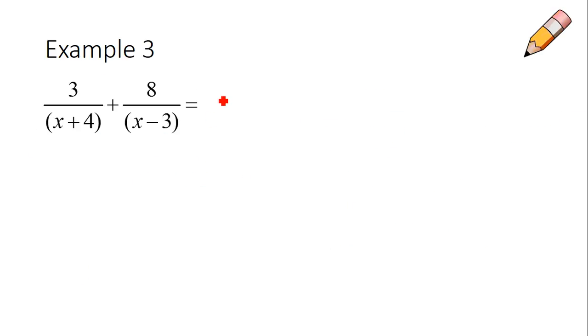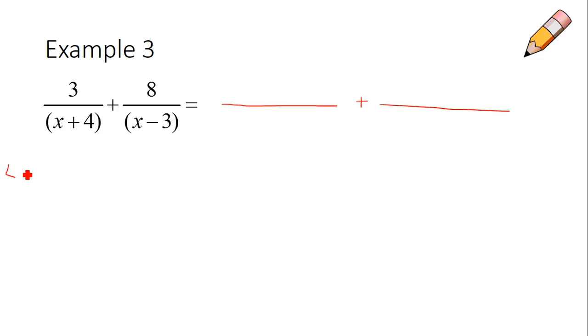Let's take a look at the third example, 3 out of 4 here. All right, the bottom of this fraction is already x plus 4. It doesn't need to be factored, right? Because there's no squares in there for me to break apart. And this one is x minus 3. So good news is I don't have to do any factoring.